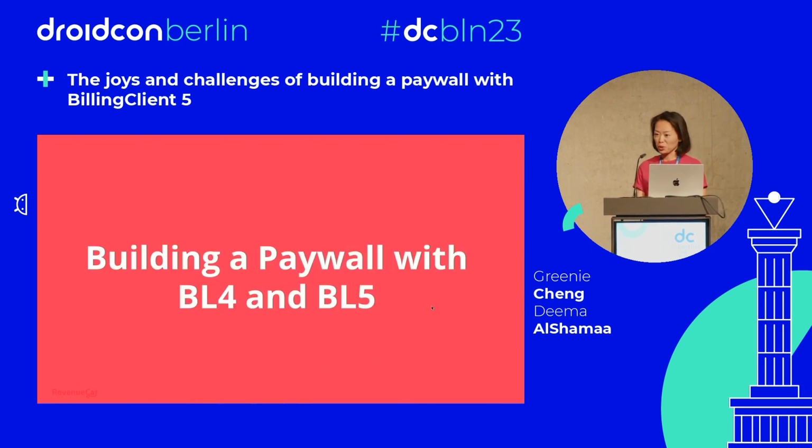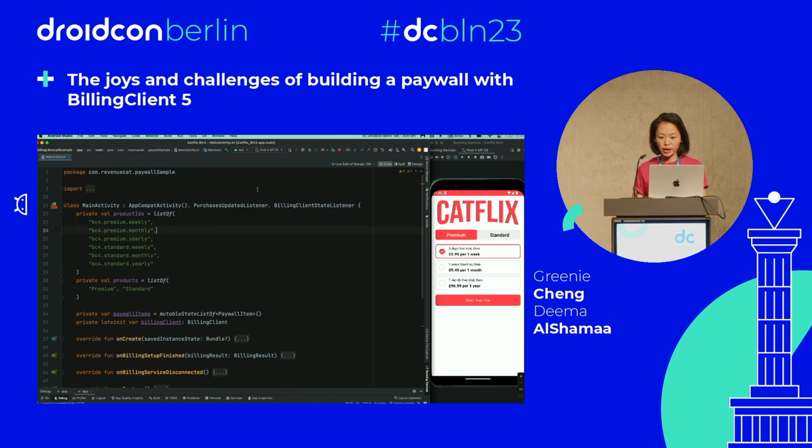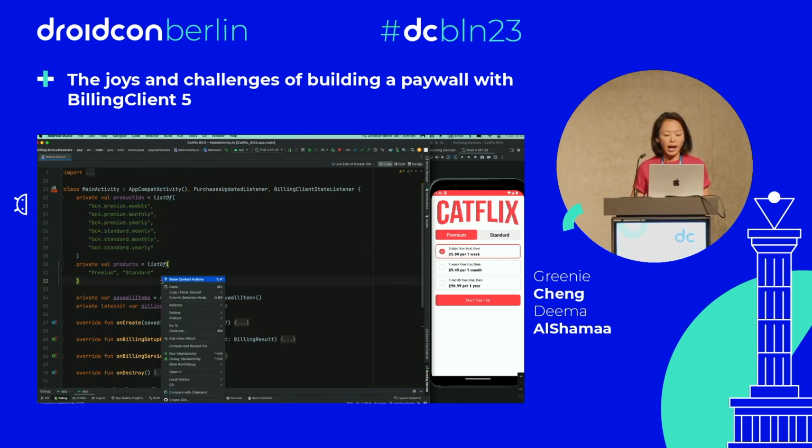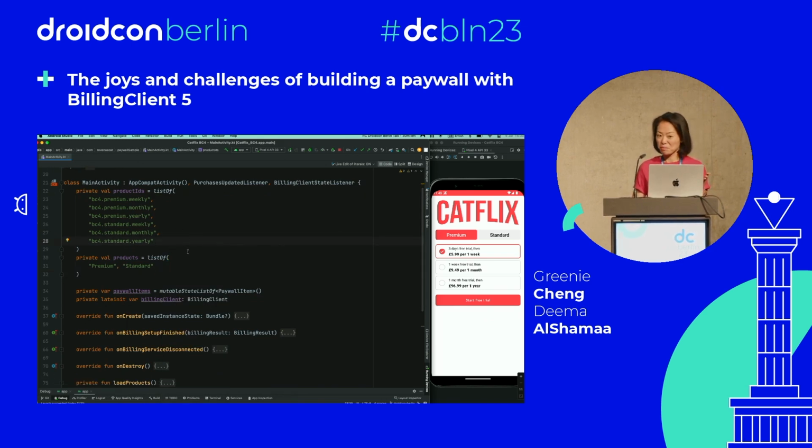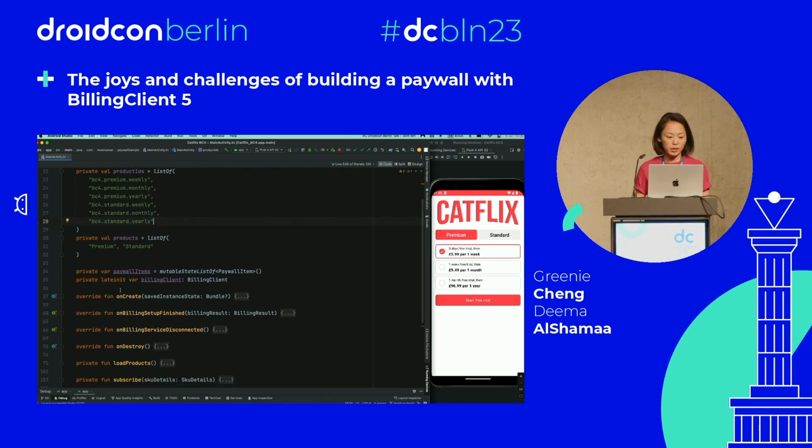So let's look into the code so that we can understand a little bit better how we would build a paywall and how that differs between the 2. So right here, I have this Billing Library 4 code, and this has the same kind of paywall that I showed you on the slides. In order for us to display all of these products, we have hard-coded these 6 products. So BC4 Premium, Standard, Weekly, all of that. All of this code is on our GitHub repo, so you can just have a look if you want to build your own paywall. But I'll quickly go over what some of these things do.